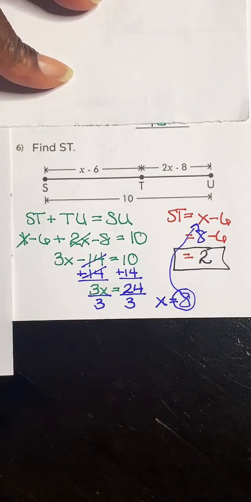So ST is 2. Like I say, pictures don't match. Exactly. So that's why you always don't just look at the pictures. Look at the information.